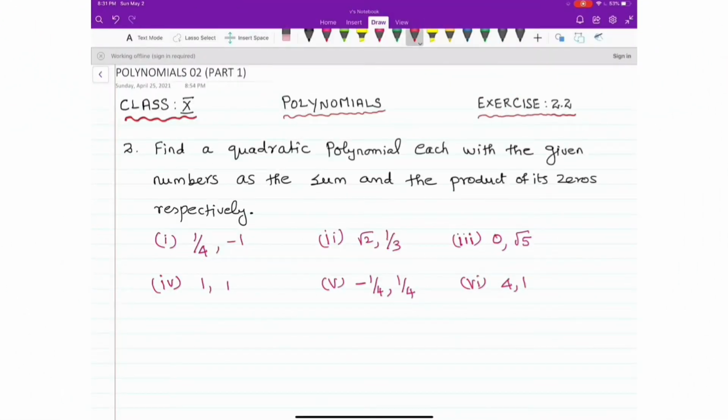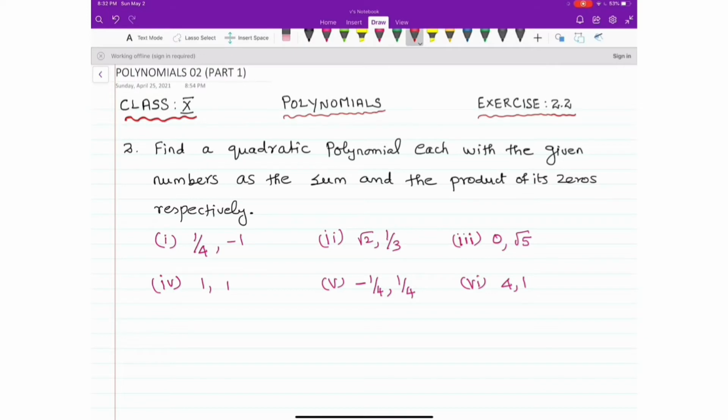Namaste and welcome. In today's session, I will be working out questions based on the concept of how to find a quadratic polynomial when the sum of its zeros as well as the product of its zeros are given. From your NCERT book, Polynomial Chapter Exercise 2.2. If you see your textbook, you will come across 6 subdivisions based on this particular concept.